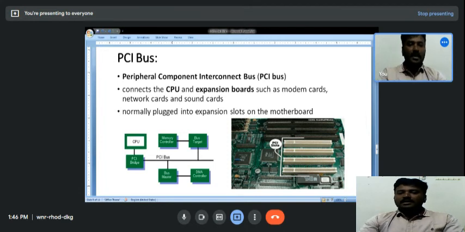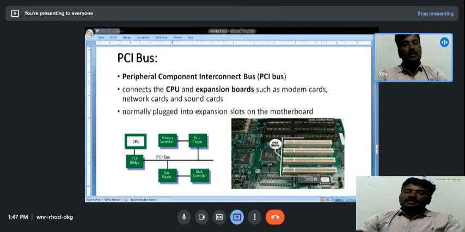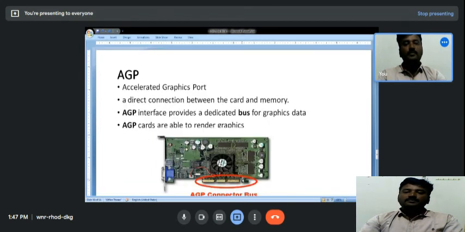In the diagram you can see the four different white color strips. These are the components where you can plug in or plug out the PCI buses. So this is nothing but the PCI bus slots.